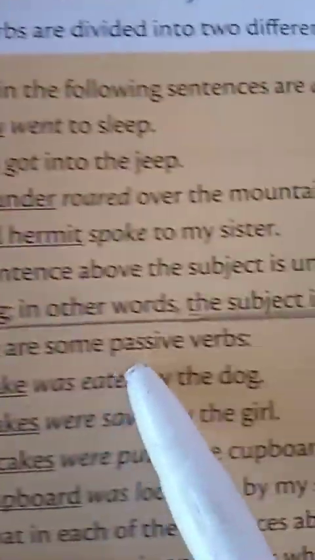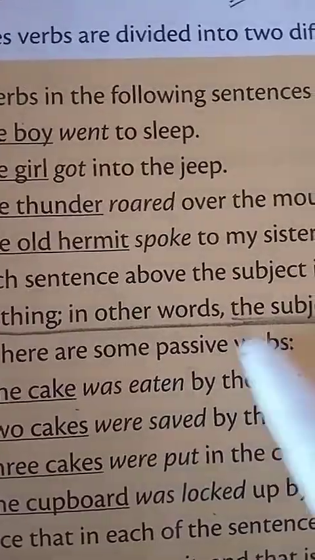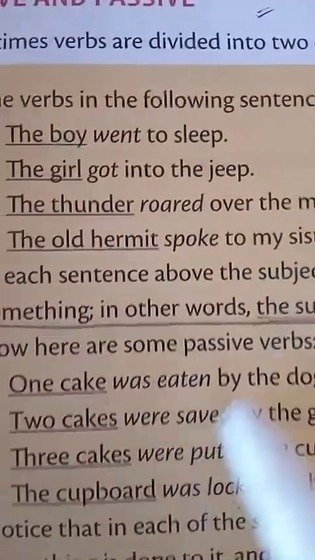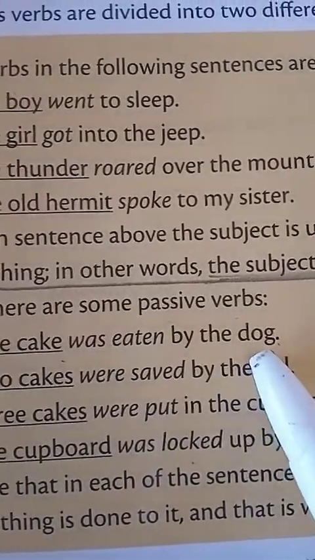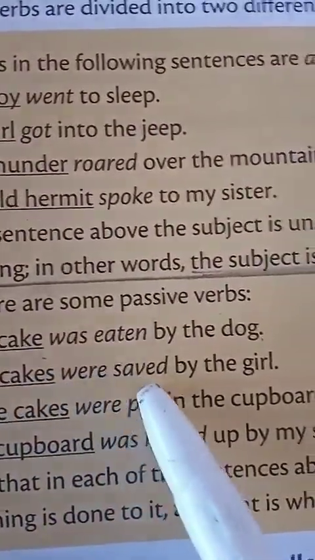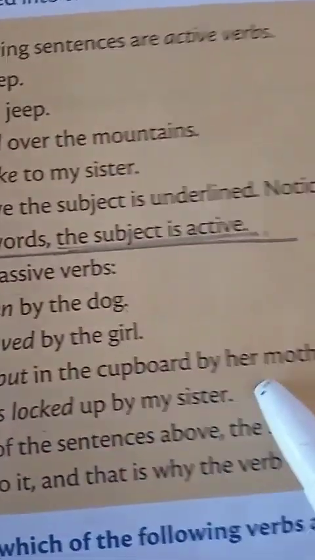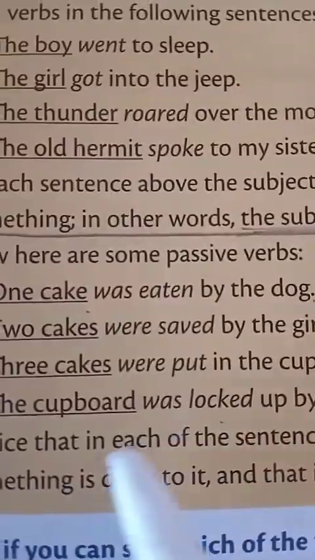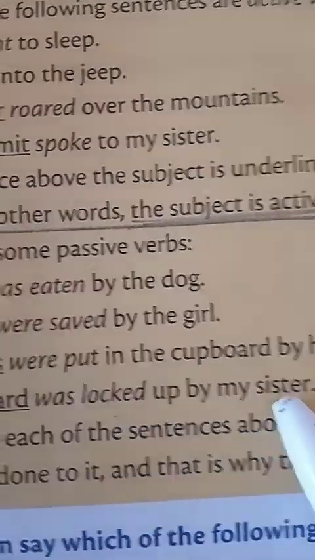Now here are some passive verbs. Passive voice or passive verb, active verb or active voice, you can say it like this also. One, the cake was eaten by the dog. Two, the cakes are saved by the girl. Three, the cakes were put in the cupboard by her mother. The cupboard was locked up by my sister.